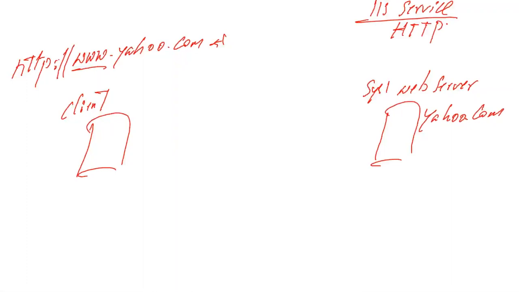Transfer means something we are transferring. Hypertext: this complete page is called a hypertext page, because this page contains your text messages, video messages, picture messages. This page contains links also, like when you click on mail or when you click on sports, you will go to the next page, right? That's called links.